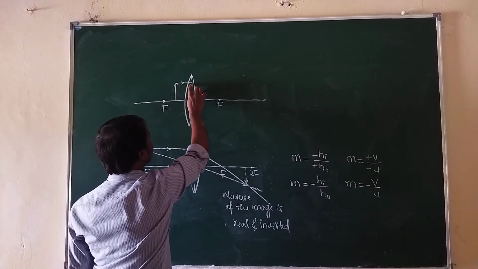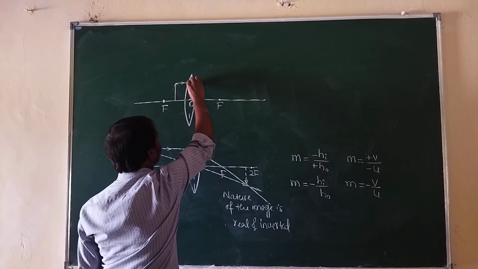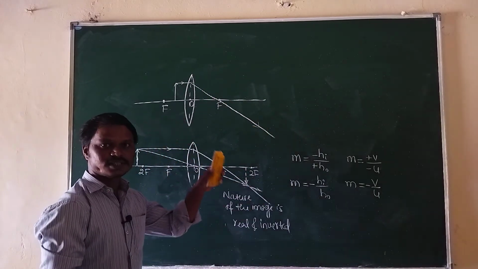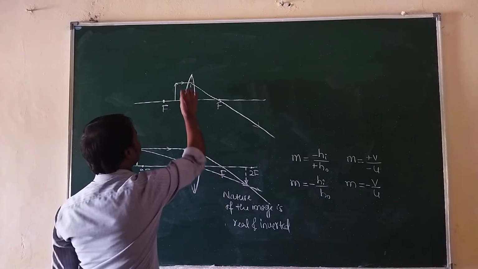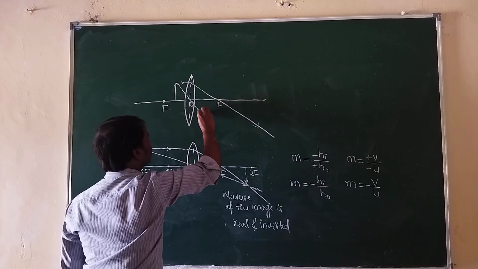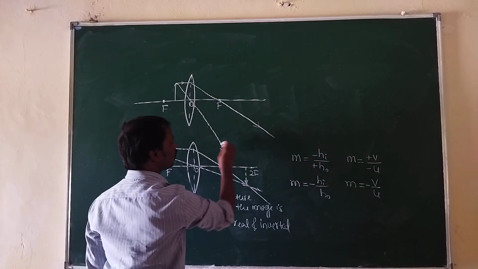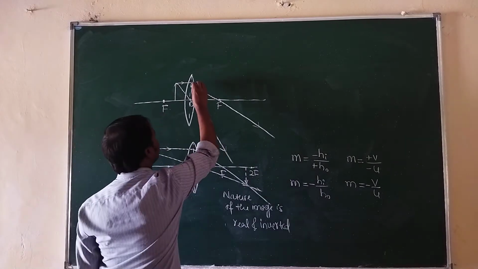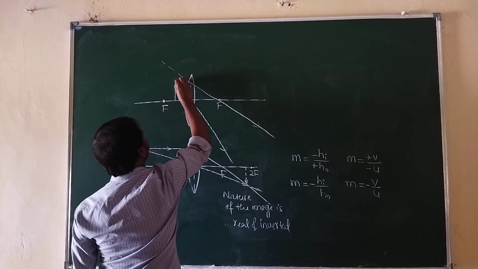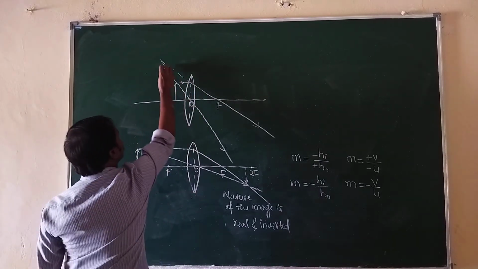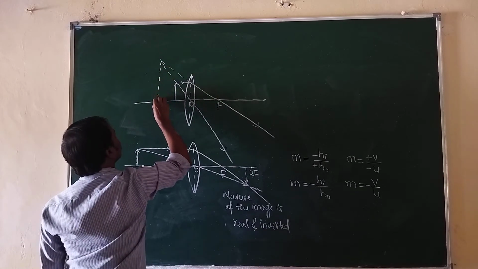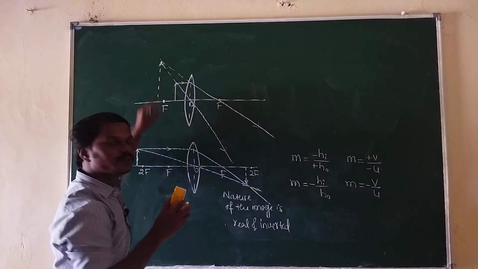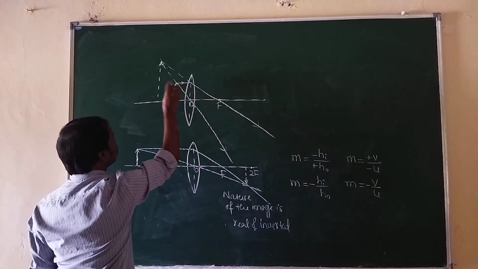Now the first incident ray is parallel to the principal axis. After refraction the refracted ray passes through the second principal focus, and the second incident ray that is passing through the optical center passes without any deviation. Here these two refracted rays are diverged, meaning these diverged rays appear to come from a position. I will extend these two rays, and these two rays will meet at a certain position beyond the object. Now here, what is the nature of the image? The nature of the image is virtual and erect, because we cannot see this image on the screen.